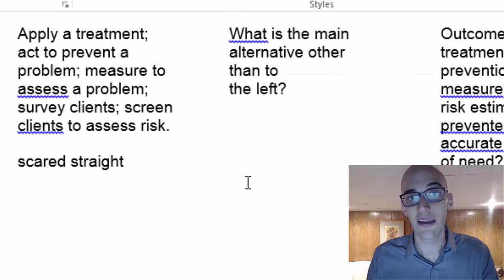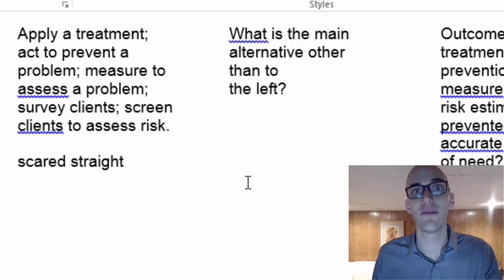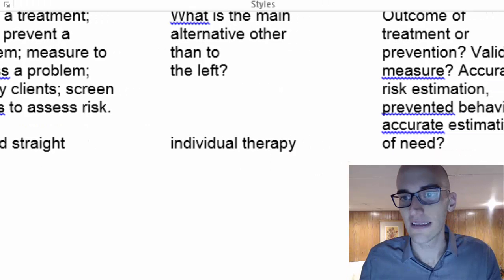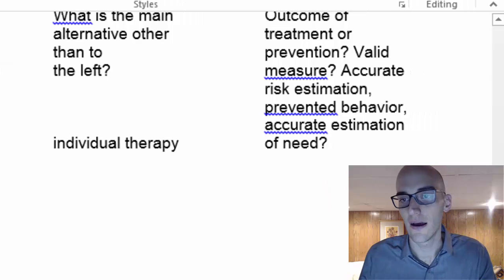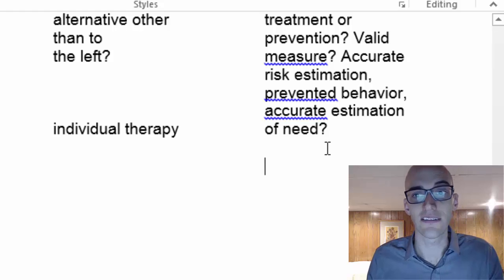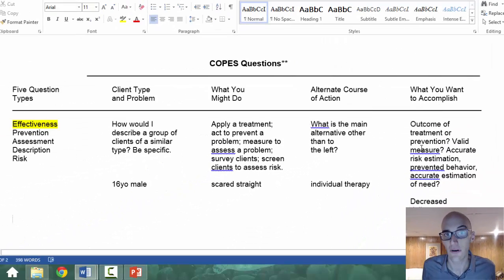What's the alternative you might do as opposed to the Scared Straight program? Maybe individual therapy. And outcomes of the intervention. What are we looking for? For us, it would essentially be decreased delinquency. So these are the 5 components to our COPES question. We've said that we're looking at an effectiveness question for a 16-year-old male, either Scared Straight program, or would an individual therapy work better for decreasing delinquency.